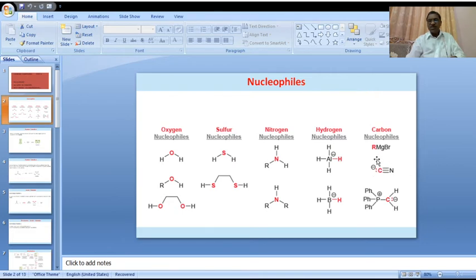Here, cyanide ion is also a carbon nucleophile. Triphenyl phosphonium ion is also one of the carbon nucleophiles. These are all the various types of nucleophiles. Is it clear, all of you? Okay, students.